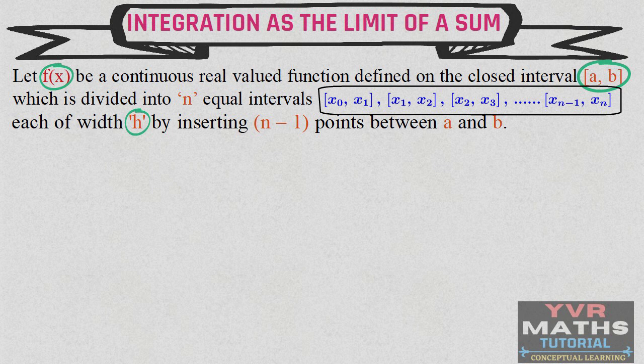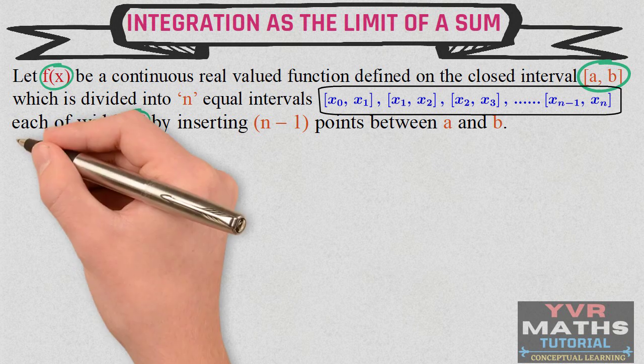So observe carefully, students. The interval a, b is divided into n equal parts. Each part has width h units. So if we consider x0 as a, then the width from x0 to x1 is h. Then x1 is a plus h. And x1 to x2 width is h. So x2 is a plus 2h. And so on up to xn, the last element of the interval a, b, that is b. So there are n intervals, that's why a plus nh.